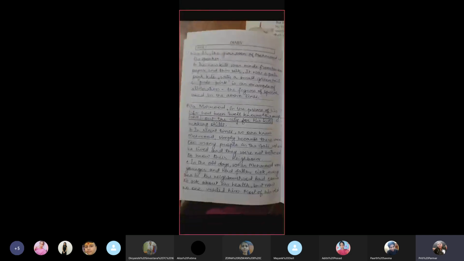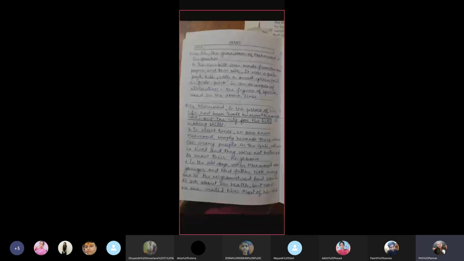B. The new kite was made from bamboo, paper, and thin silk. It was a pale pink kite with a small green tail. C. Pale pink. Write this with a black pen and put it in single inverted commas. I repeat now the answer. Pale pink is an example of alliteration. Alliteration, dash, the figure of speech used in the above lines.